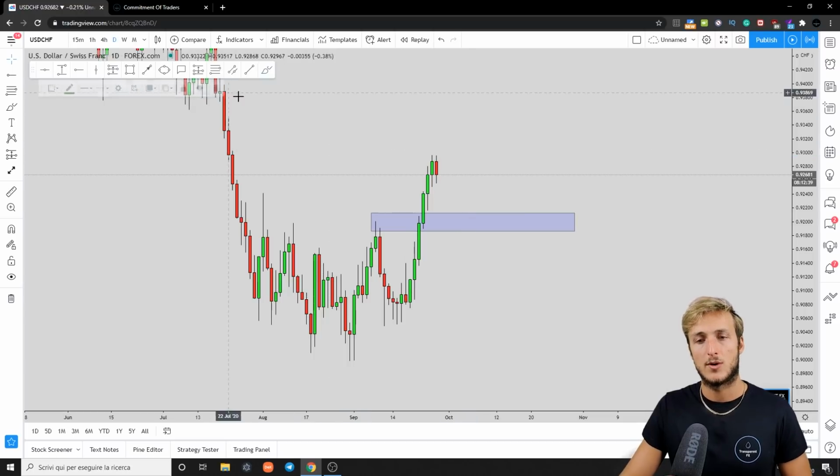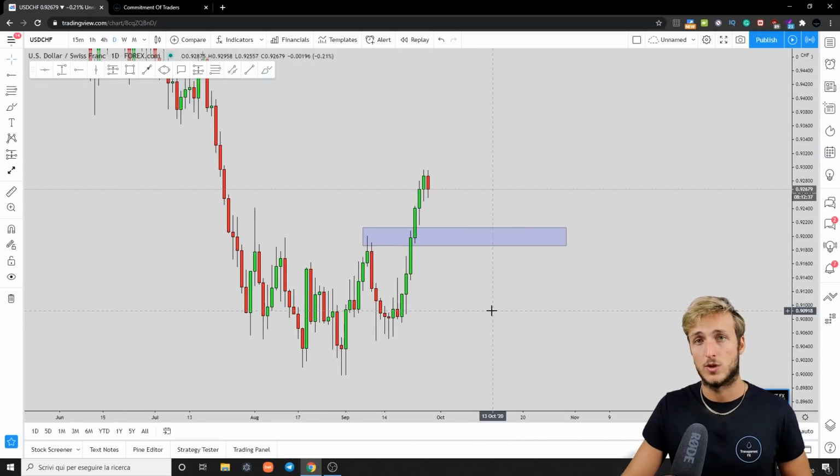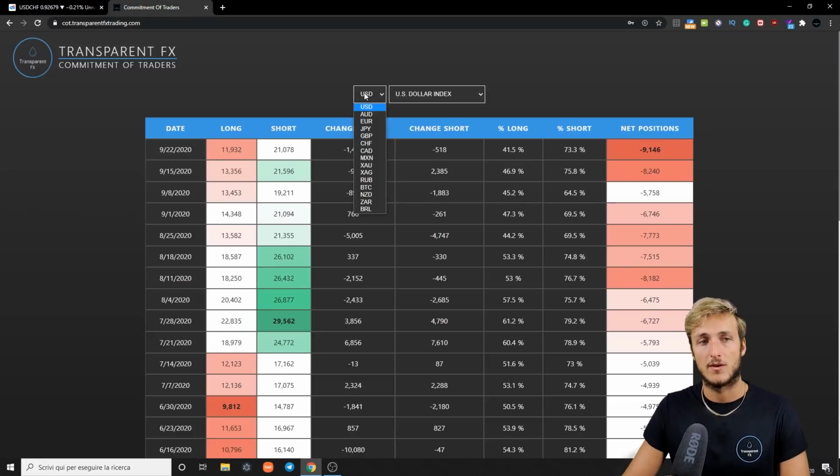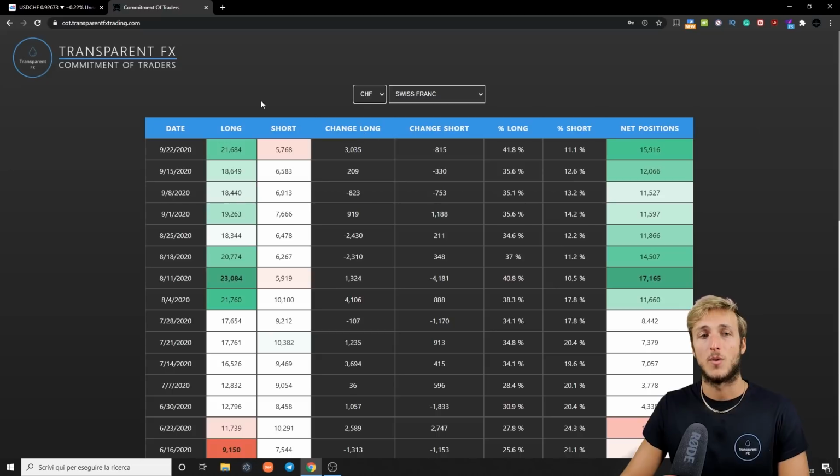Now, before I show you how we will be approaching this kind of situation with students, let's first give a quick check at what we have on USD CHF from a COT perspective, so commitment of traders, which is what hedge funds are currently doing in the market.